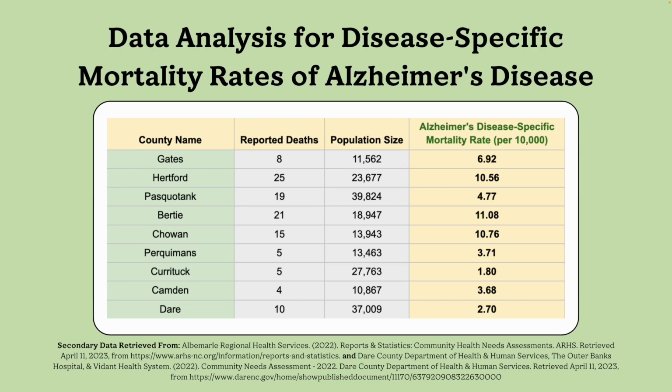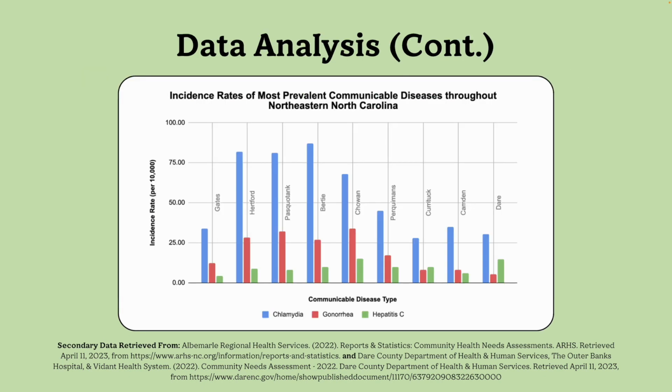Now, regarding disease-specific mortality rates of Alzheimer's disease, again, we followed the same formula with the county names, the deaths, and the population sizes. Using that formula per 10,000 individuals, we can determine that the highest incidence is in Bertie County.